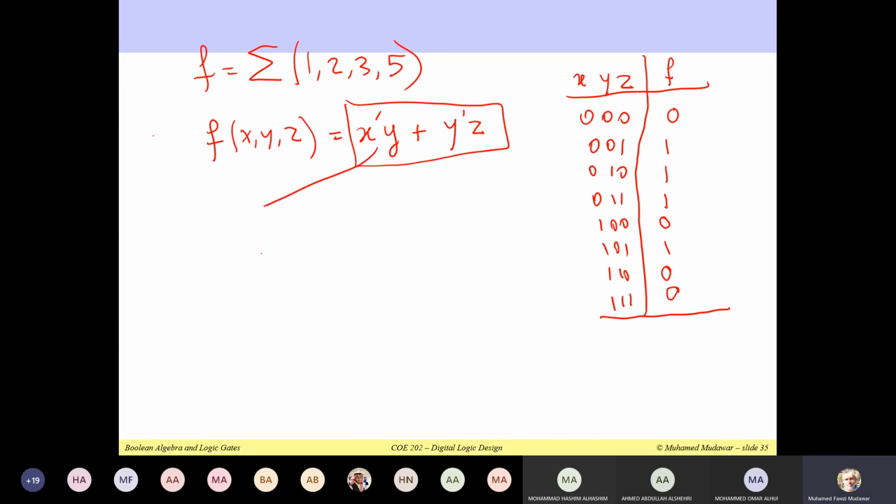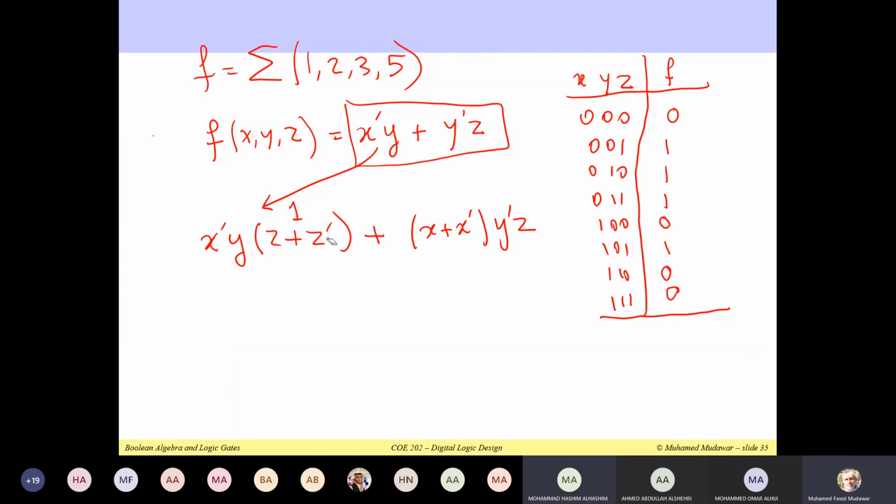I can take this term here, x prime y. I can write it as x prime, y, and 1. But I can write it here z or z prime, because z or z prime evaluates to 1, right? And when you AND it with 1, nothing changes. Or I have x is missing, so I'm going to write here x or x prime, and y prime and z. Do you agree? Do you see what I'm doing?